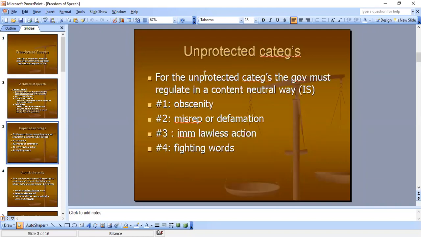We're going to talk about the unprotected categories of speech. For the unprotected categories, the government must regulate in a content-neutral way. So IS, which is intermediate scrutiny, and we'll go over that in a second. The unprotected categories are obscenity, misrepresentation or defamation, imminent lawless action, or fighting words.